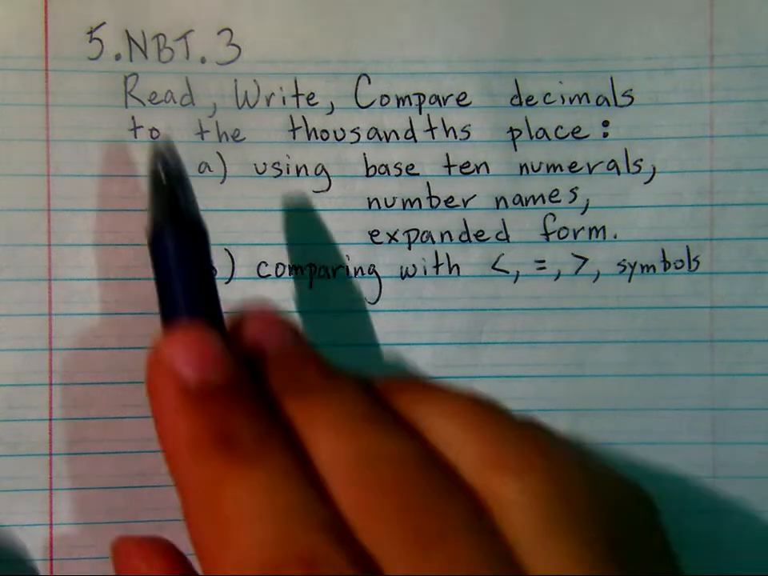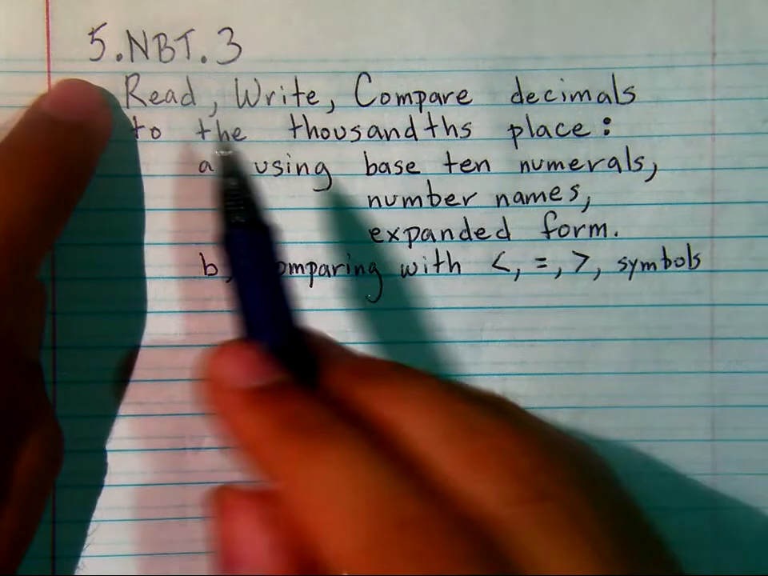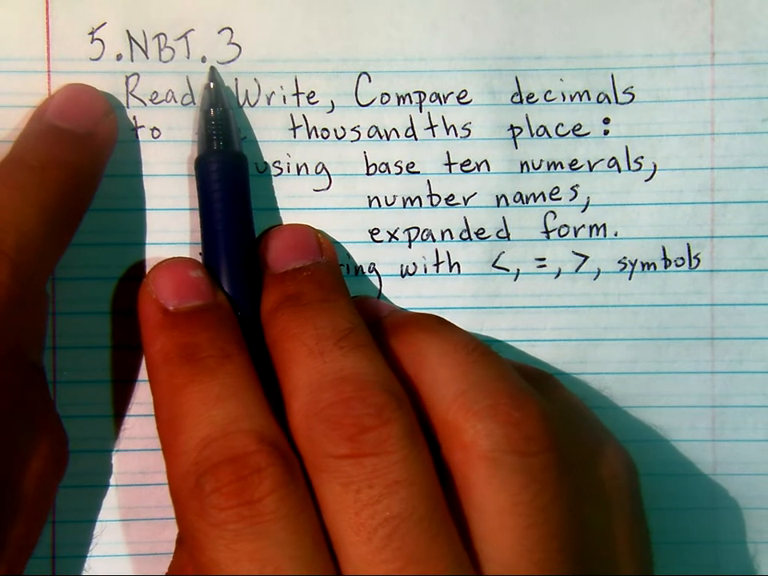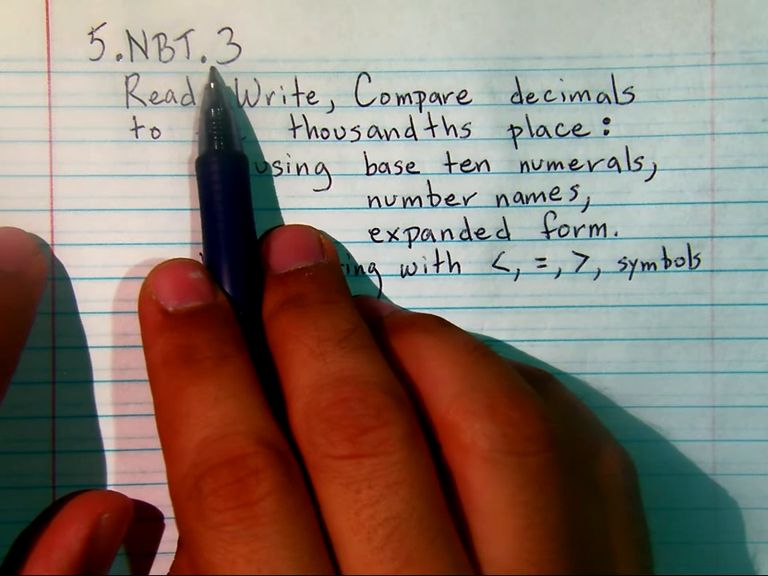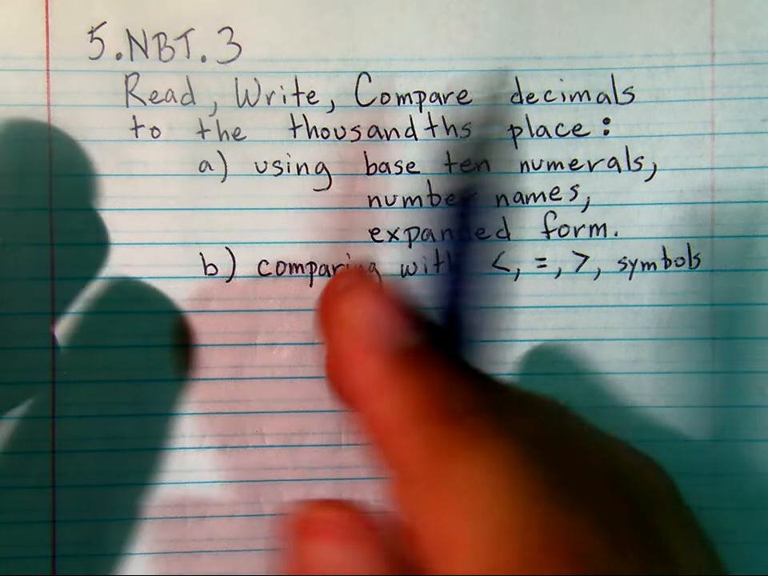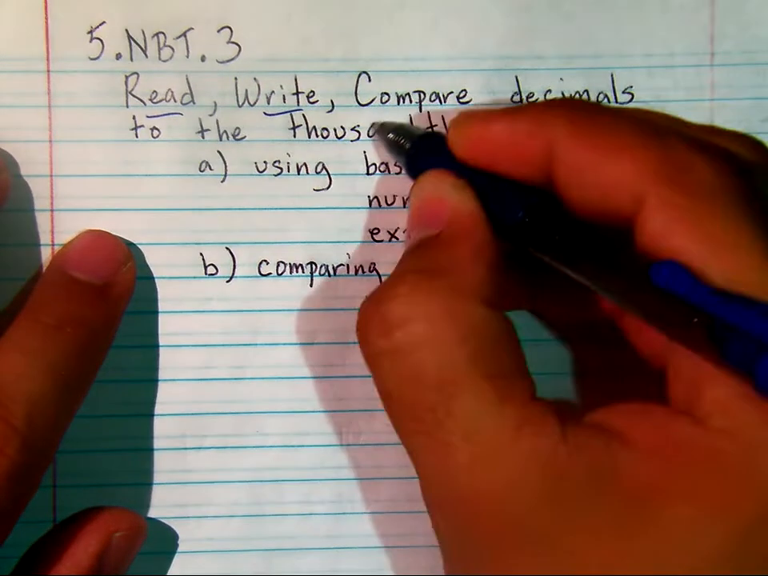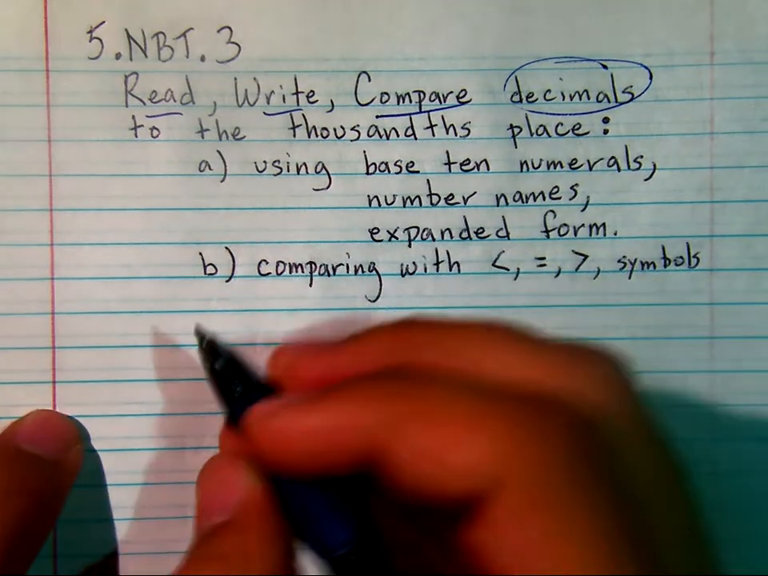Okay, so 5.NBT.3. This one's pretty straightforward. You've probably been doing this actual skill for years, and really the only thing new to this is how far we've come with it. Now, reading, writing, and comparing decimals is something you've done for a while.